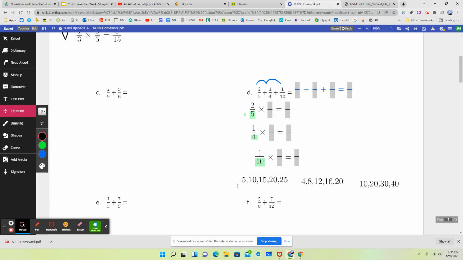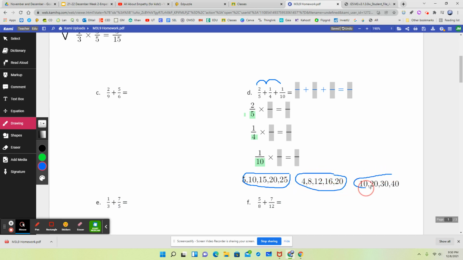Now here is what you need to do. Once you have the multiples, you're going to look to see which of these groups have a number that they all have. And usually it's the number that is the highest. So let's look at this. This one has a 10, and this one has a 10, right? But the 4 doesn't have a 10. Now this one has a 20. The multiples of 4 has a 20, and the multiples of 10 has a 20.